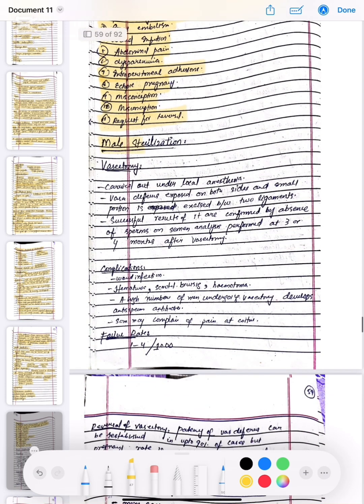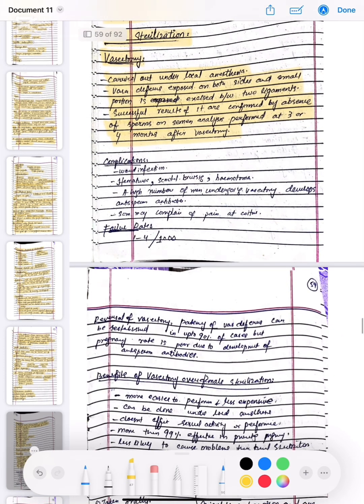Male sterilization is done by vasectomy, which is carried out under local anesthesia. The vasa deferentia are exposed on both sides, and a small portion is excised between the two ligatures. Successful results are confirmed by absence of sperms on semen analysis performed at 3 or 4 months after vasectomy.